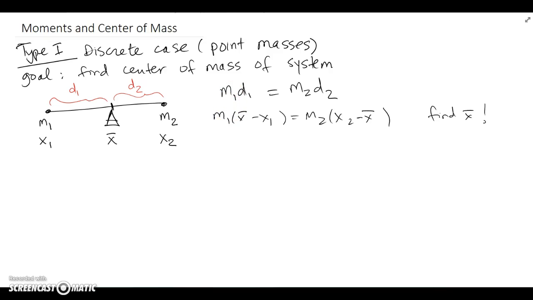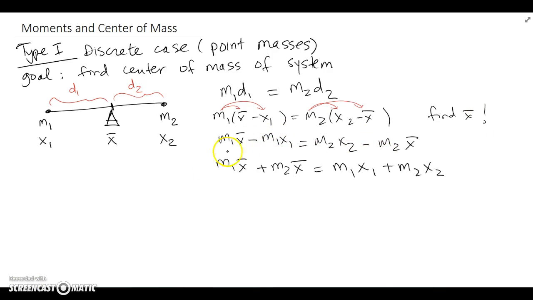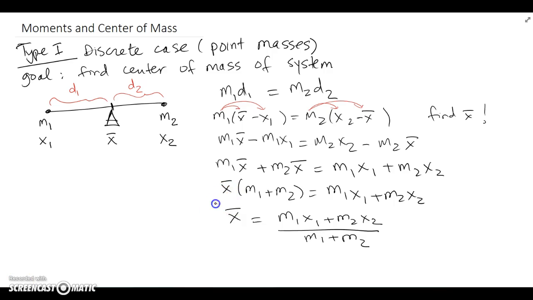I'm going to go ahead and distribute the M1s, and then I'm going to move this X bar business to the left, this business to the right, so I can isolate my X bar. So all the X bars are on the left, the rest are on the right. Now I'm going to factor out an X bar. We are almost there. We have X bar, so I'm going to divide both sides by the total mass of the system. So now I have the location of my X bar determined in terms of where my M1 and M2 were placed and how big my M1 and M2 were.